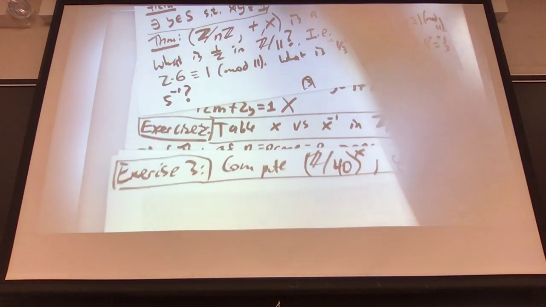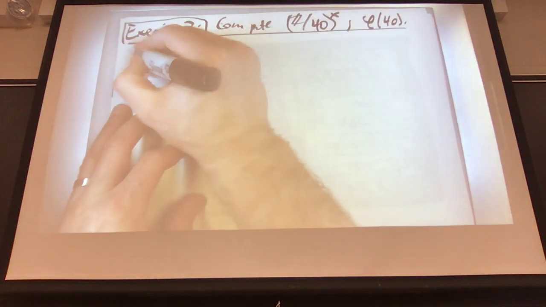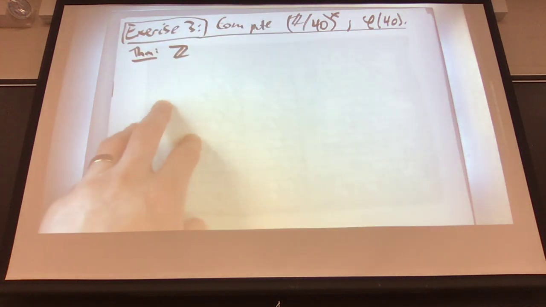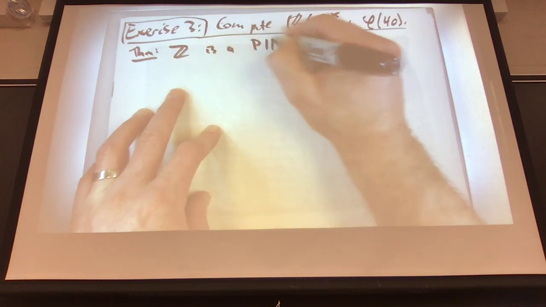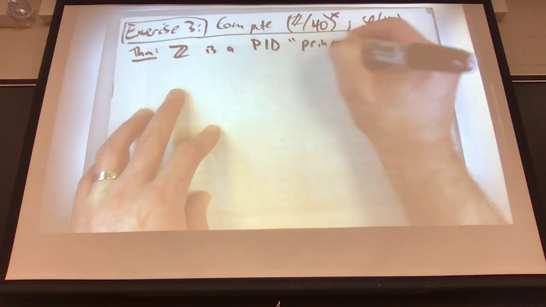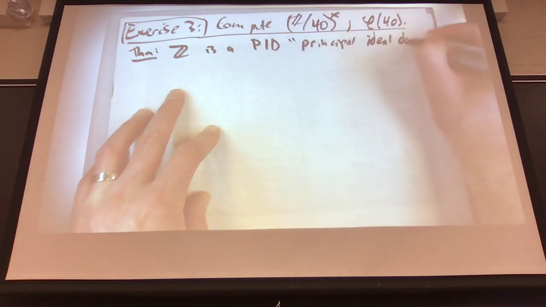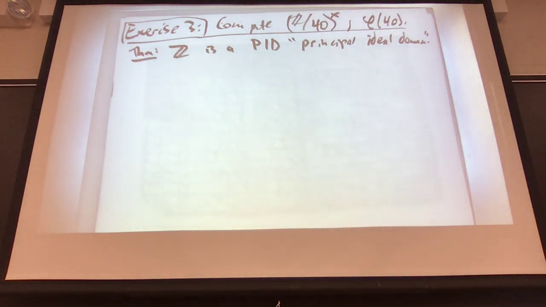So let's prove that Z is a principal ideal domain. Theorem: Z, as a ring, is a PID. This is a principal ideal domain. What in the world can that possibly mean?